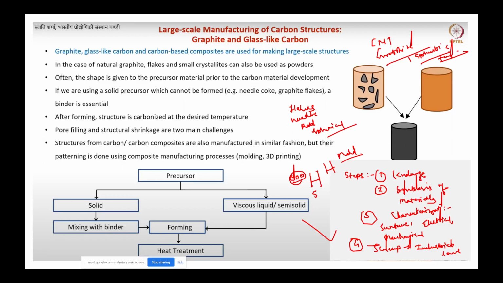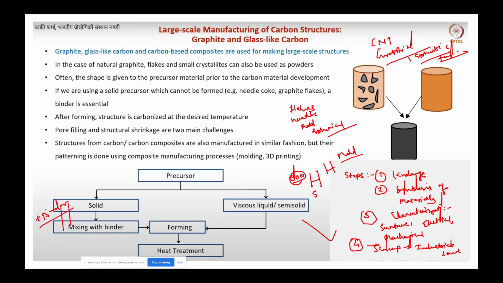Now the precursor. As I have told you, precursor material is very important for the development of any material, let's say a carbon material. These precursors can be in two forms. The first form could be solid, and the second could be semi-solid, or in the form of a viscous liquid. If it is a solid, then you have to mix it with a binder in order to change its surface tension or surface property. So here you have to add a binder.